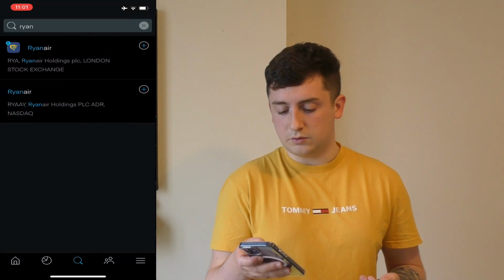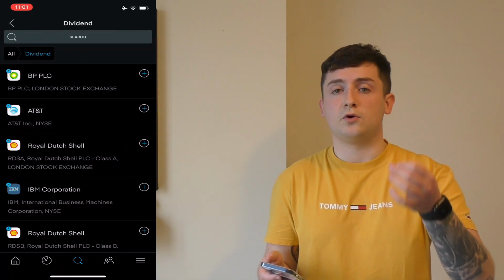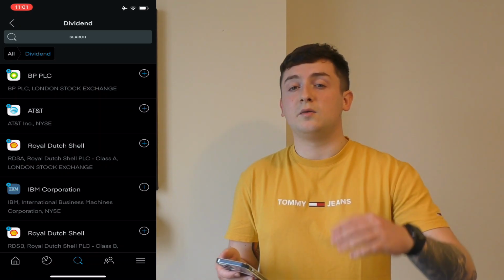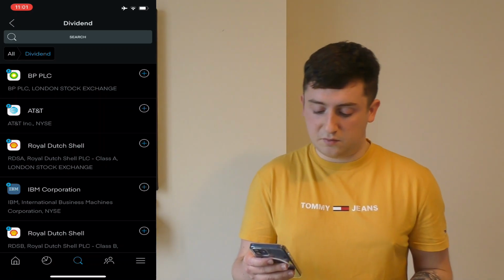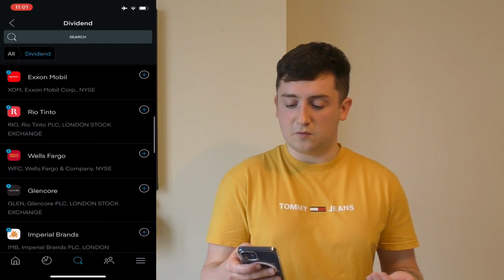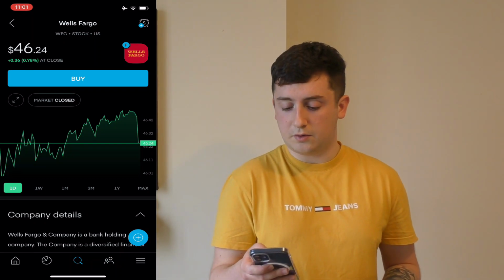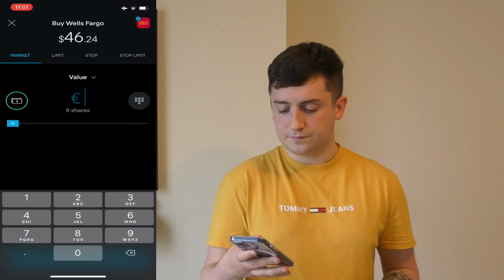And then one more, we'll just go into a dividend. So a dividend is a company that will pay you per quarter for holding their shares. You need quite a lot of money for that to be worth your while, but it's definitely worth looking into. So we'll just go to Wells Fargo, which is a bank over in America. Banks tend to pay out good dividends as well, especially the American ones. So you go buy 250.